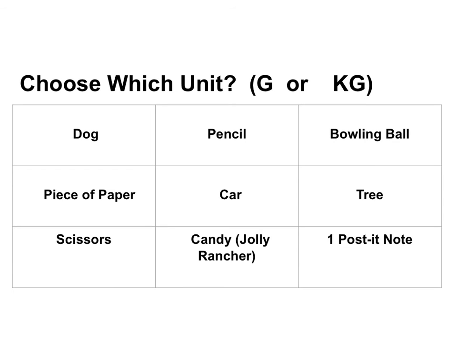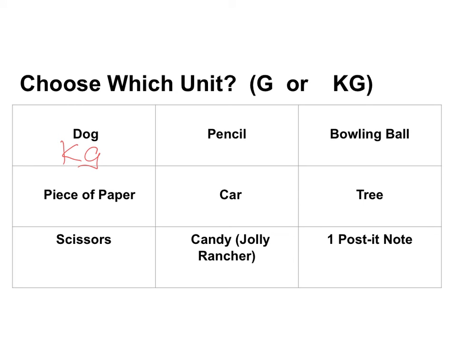All right, in this chart, we are going to figure out what unit to use. Should it be measured in grams or kilograms? Again, you're not writing anything down, you're just mentally thinking about the answer before I give it to you. So if we were going to measure a dog in grams or kilograms, what would we use? It should be kilograms, as a dog, no matter how big it is, is going to be many kilograms.